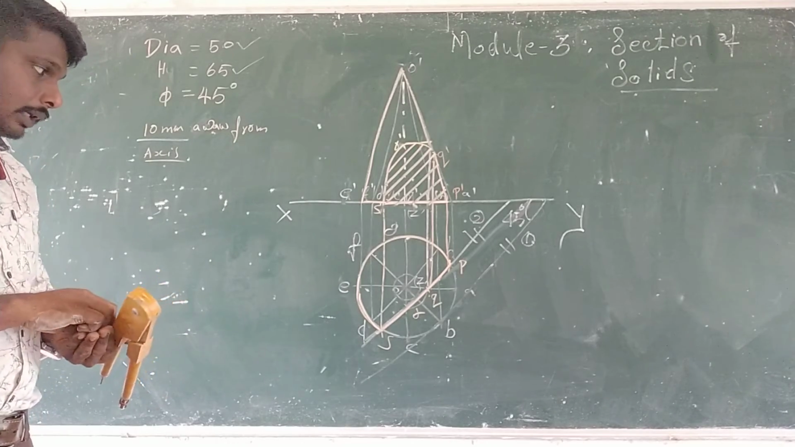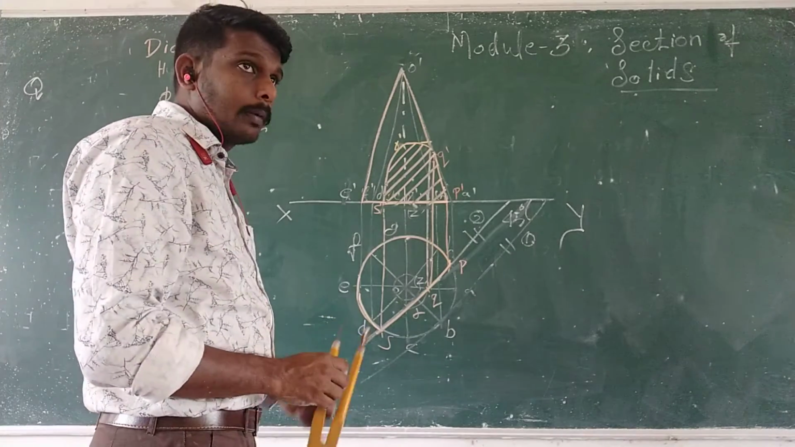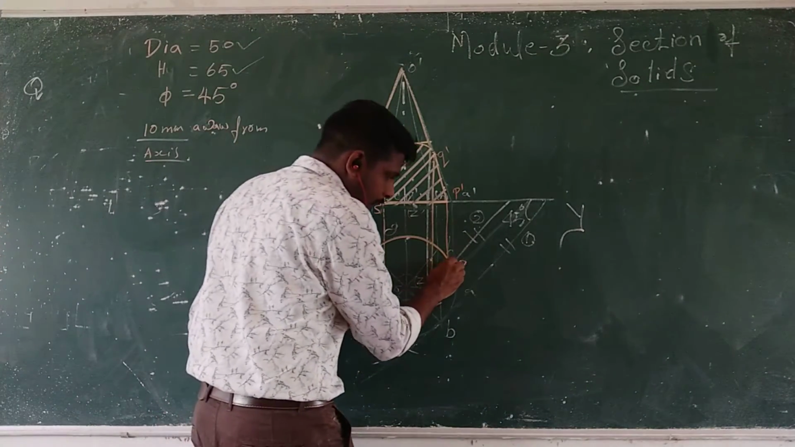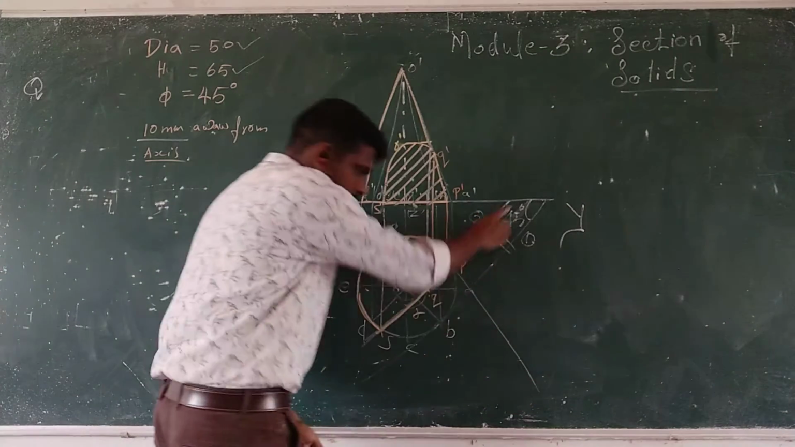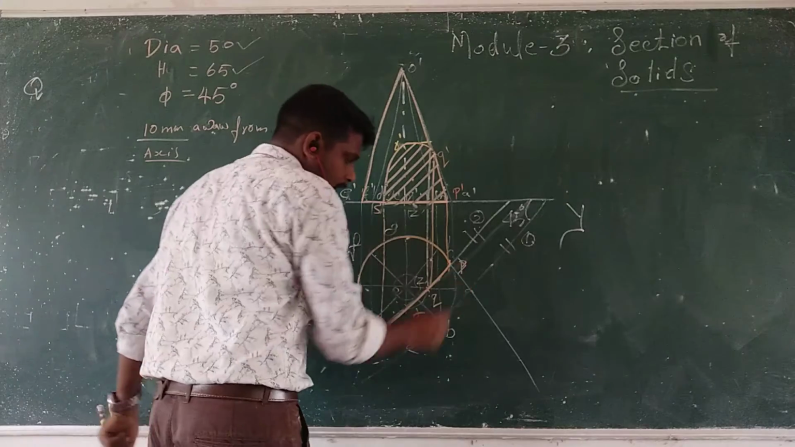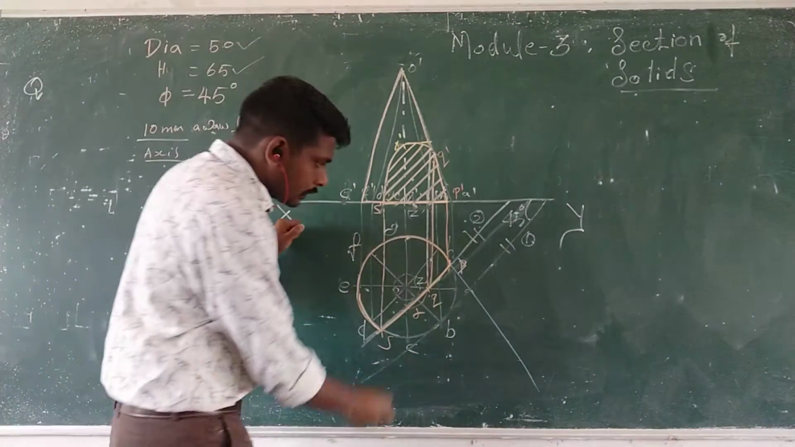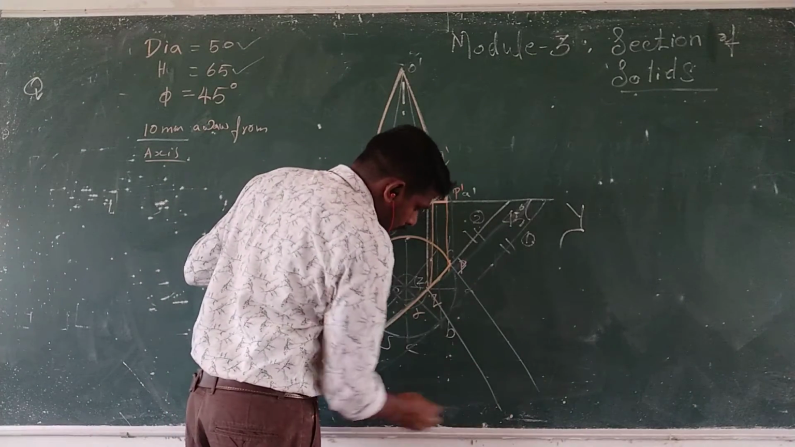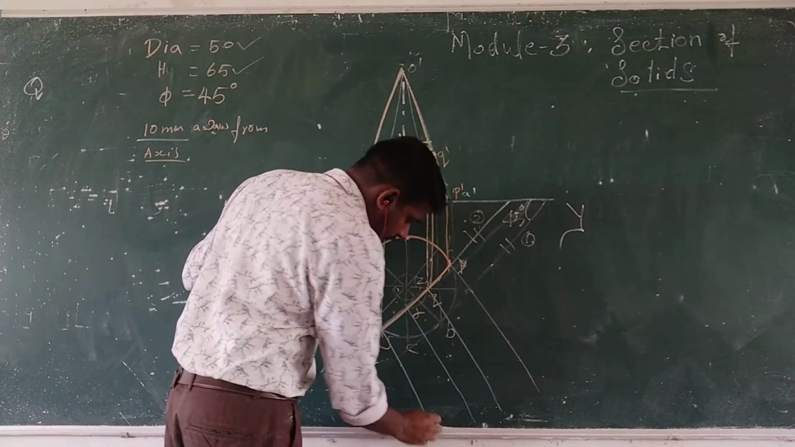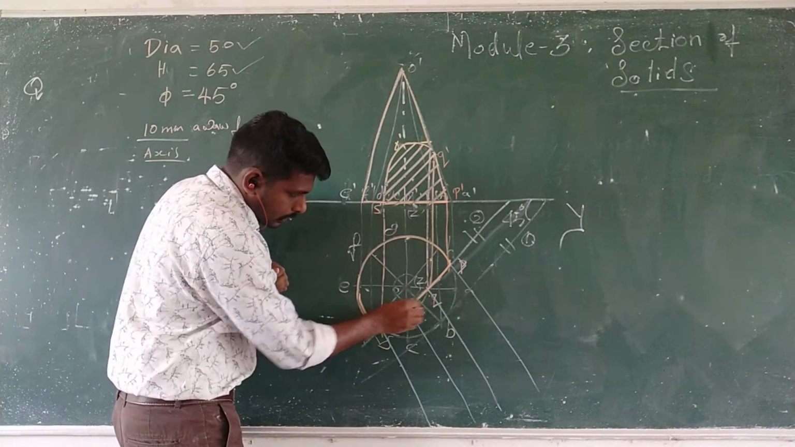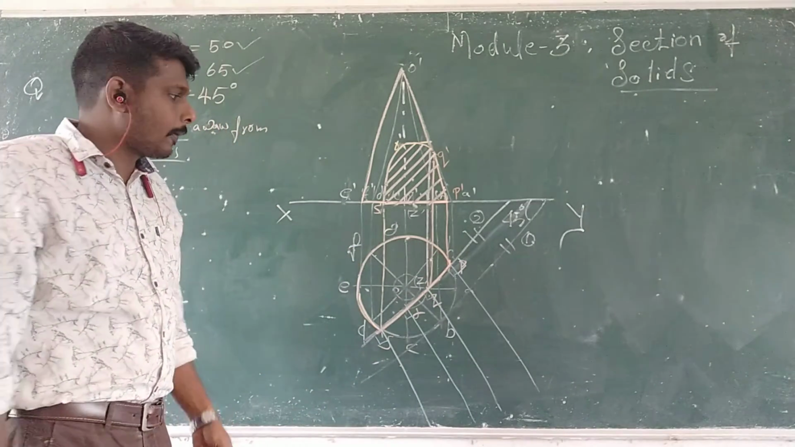Then we need to find out the true shape of the section. In order to find out the true shape, we should draw a line which is perpendicular to the section plane from each sectional point. Okay, from each sectional point we draw lines which are perpendicular to the sectional plane. Each line should be perpendicular to the sectional plane, and from all the sectional points we should draw. Clear?